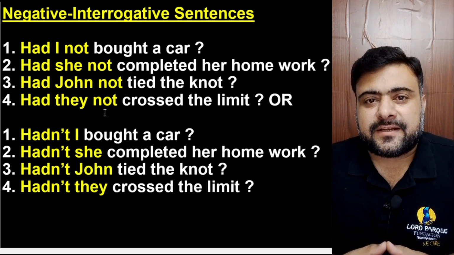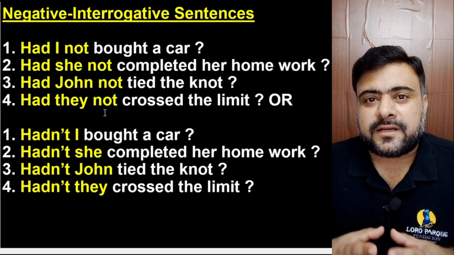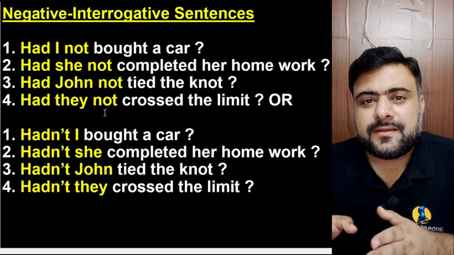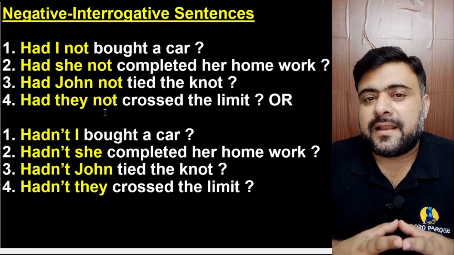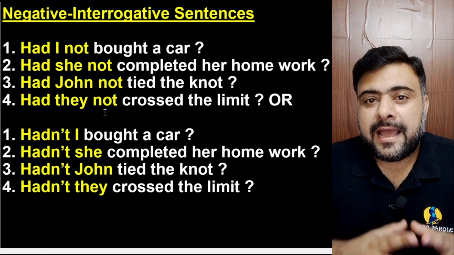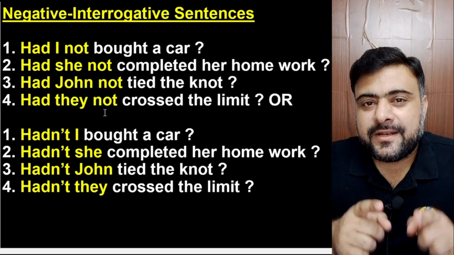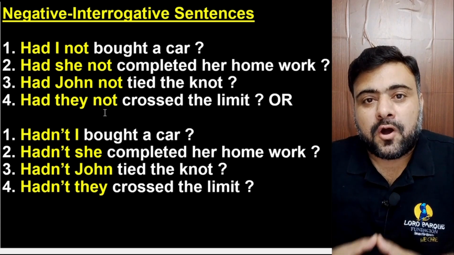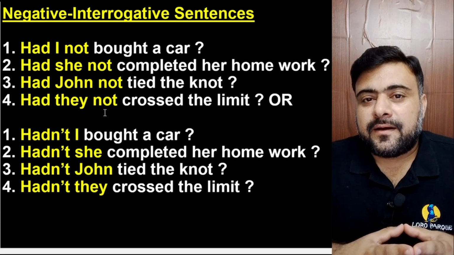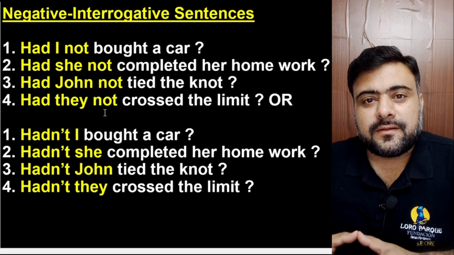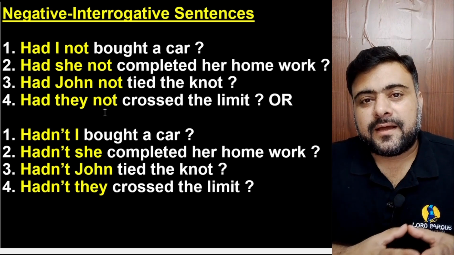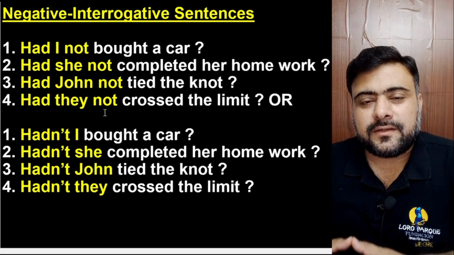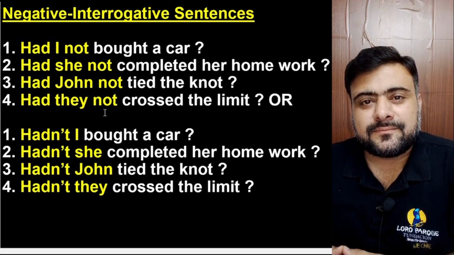To make the negative interrogative sentence or the negative questions of the past perfect tense, we take an interrogative sentence, had I bought a car? And we put a not between the subject and the main verb. For example, had I bought a car? Had I not bought a car? The not is now between I and bought. Had I not bought a car? Had she not completed her homework? Had John not tied the knot? Had they not crossed the limit?